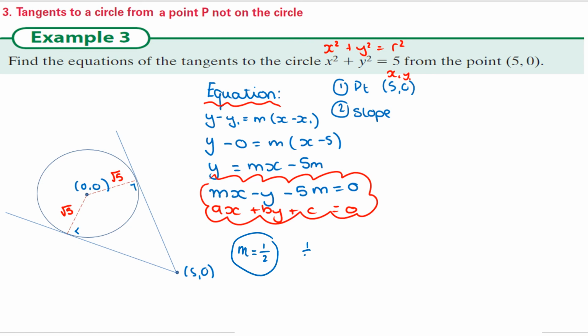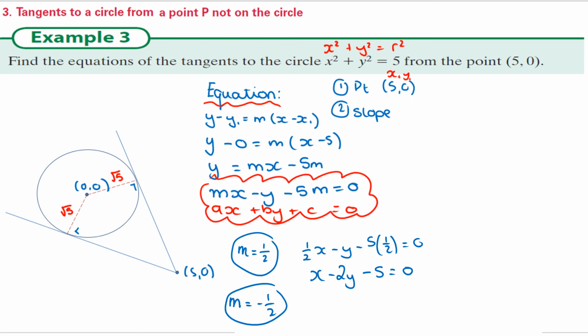So that's a half x minus y minus 5 times a half equals 0. Multiply by 2, so x minus 2y minus 5 equals 0, and then m equals minus a half. Again, we have a symmetry in this question. The reason we have the symmetry is because that center is 0, 0. That won't always happen. So don't assume that the slopes will always just be kind of the opposites of each other.